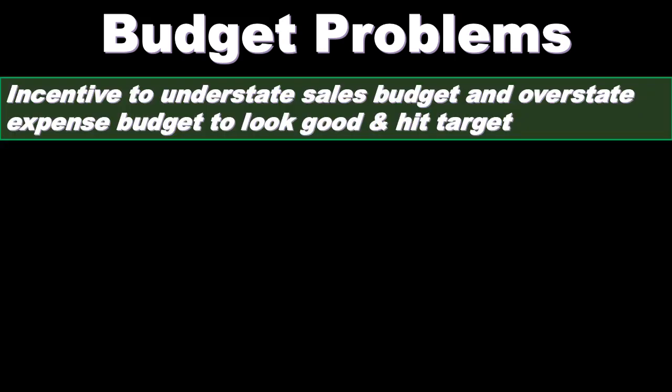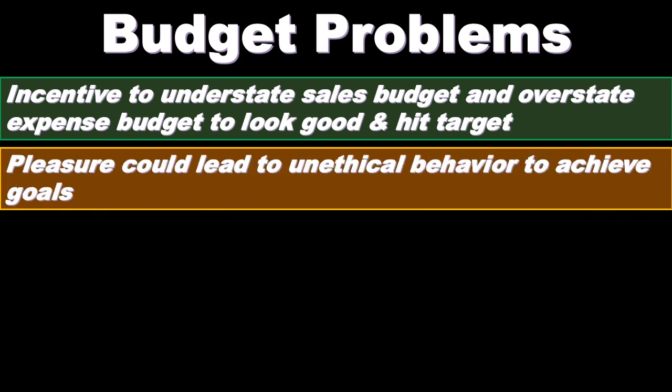To recap then, some of the problems with the budgeting process that we want to be aware of as we go through it: there could be an incentive to understate the sales budget and overstate the expense budget to look good and hit the target. So there's an incentive for department managers to possibly lower the target of their budget to make something that would be easier to hit. We want to be aware of that and make a culture to deal with that, and hopefully set up a culture so that people don't want to do that, and want to make challenging goals for themselves and the company.